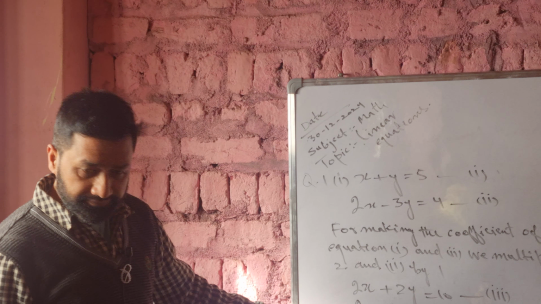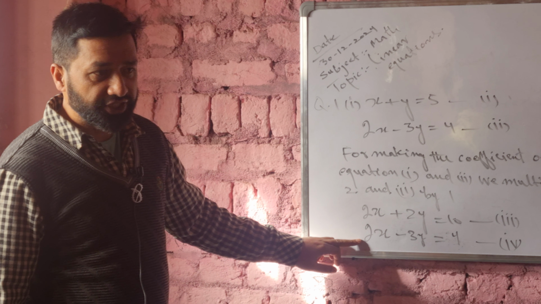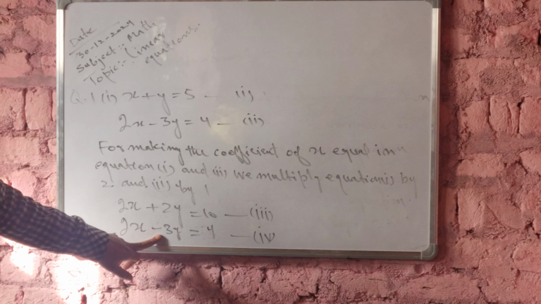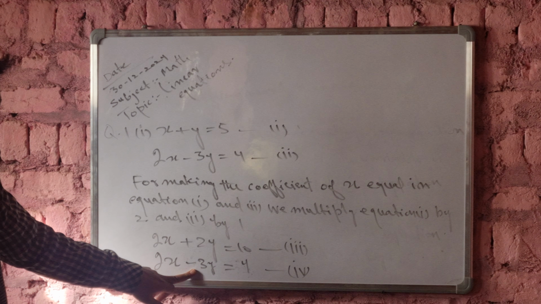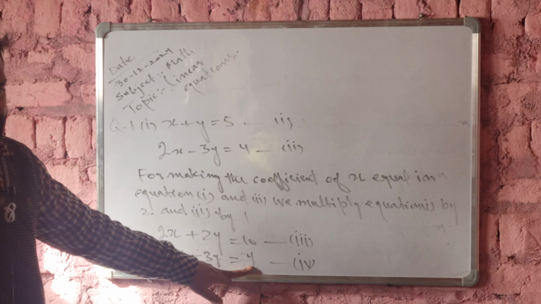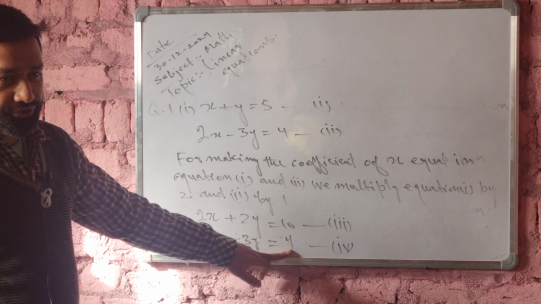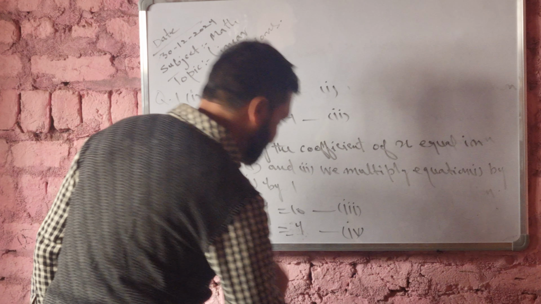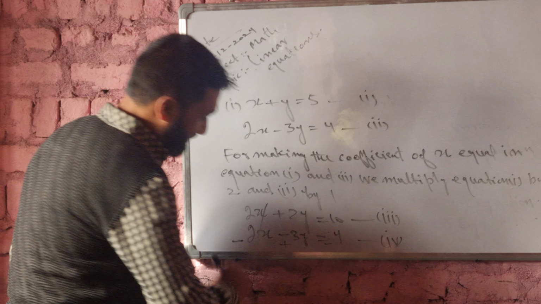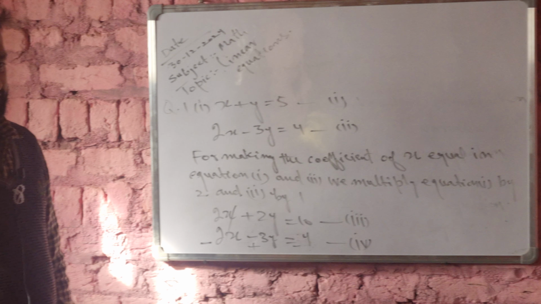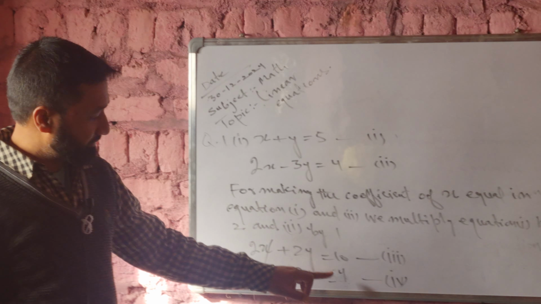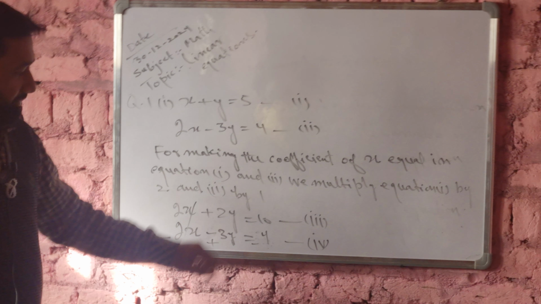What is the sign here? Positive. It needs to be changed into negative. What is the sign here? Negative. We should change it into positive. And what is the sign here? Positive. We shall change it into negative. Okay. Now 2x, 2x gets eliminated. Okay. When you subtract 4 from 10, it becomes 6.